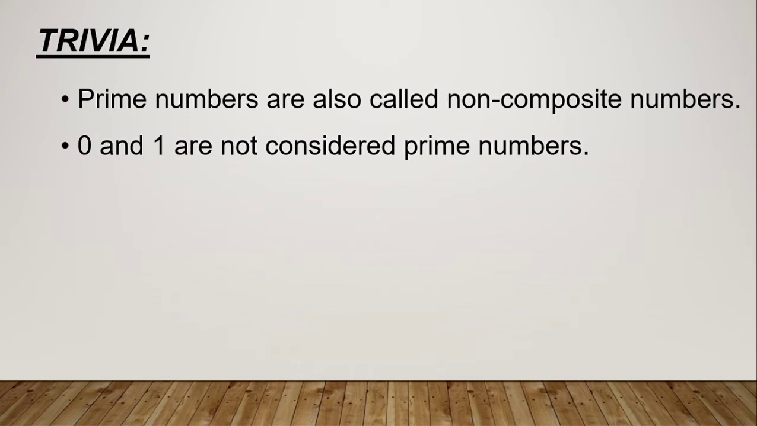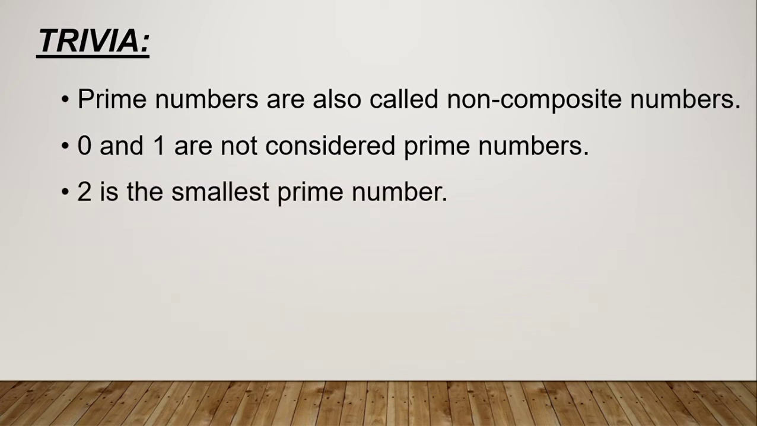So 1 is not a prime number. Let's proceed. Okay, so we have 2 is the smallest prime number, because of the principles of prime numbers, it says that it must have only two factors, the number and 1. So the factors of 2 are only 2 and 1. Therefore, even if it is an even number, it is a prime number.